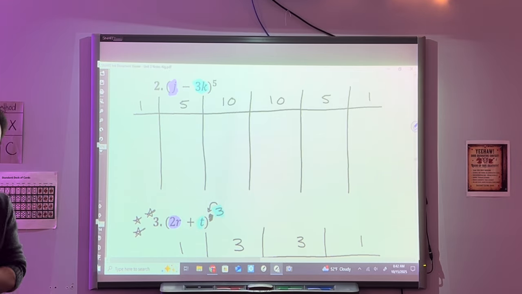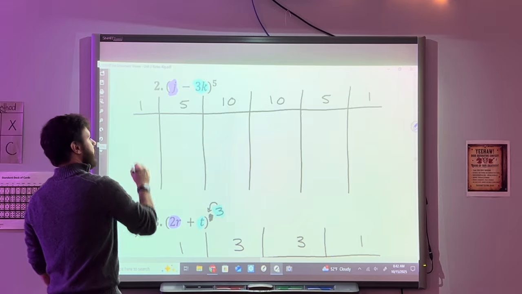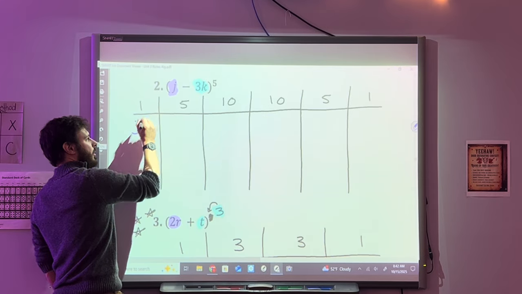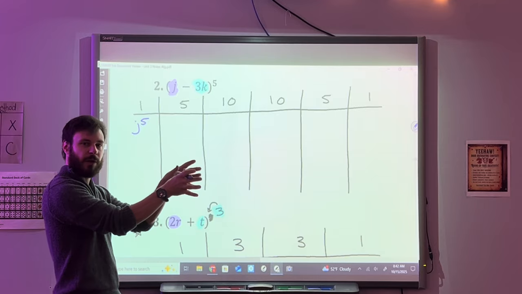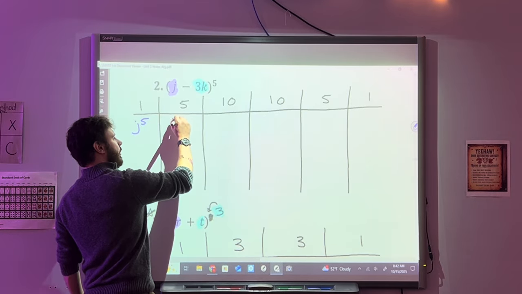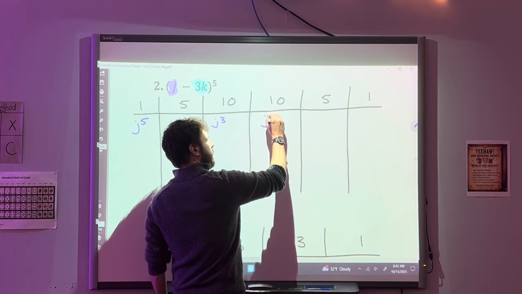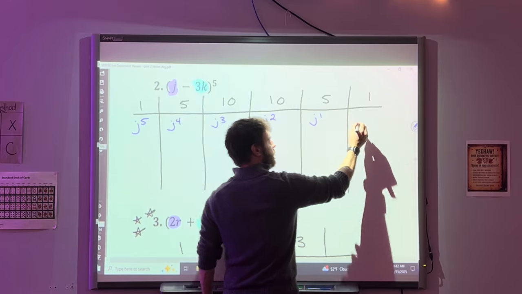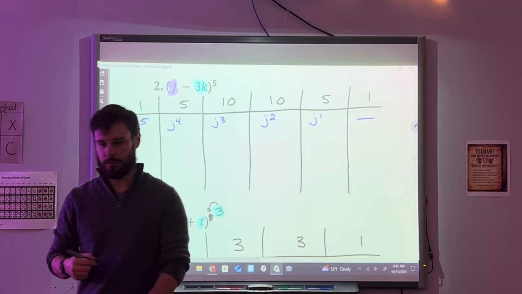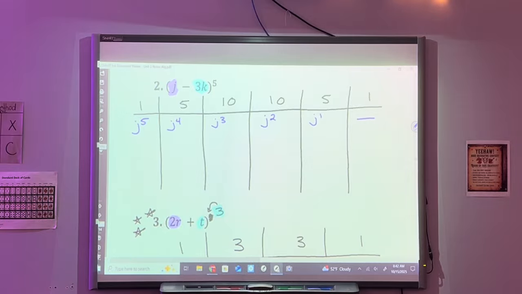My first term is j, it's just j. J gets all the 5s. And as I work my way over, I'm gonna lose an exponent every step of the way. And then I run out of j's. So just every step, take 1 away.